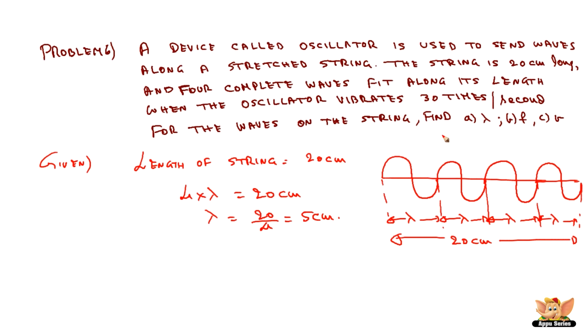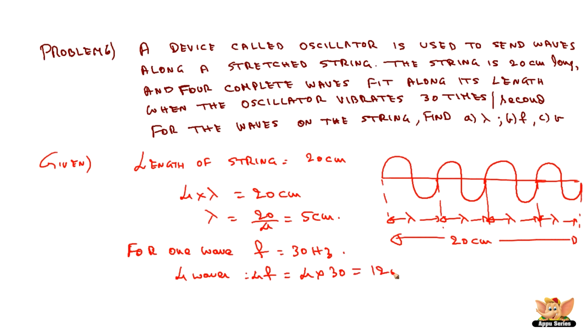Next, we need to find the frequency. In order to find the frequency, the information we have is that the oscillator vibrates at 30 times per second. That means for one wave, it is 30 times per second. But there are 4 waves in this length of string. So it becomes 4 into F. We know for one wave, the frequency is 30 Hz. For 4 waves, it becomes 4F, which is 4 into 30, which is 120 Hz. So the frequency is 120 Hz.